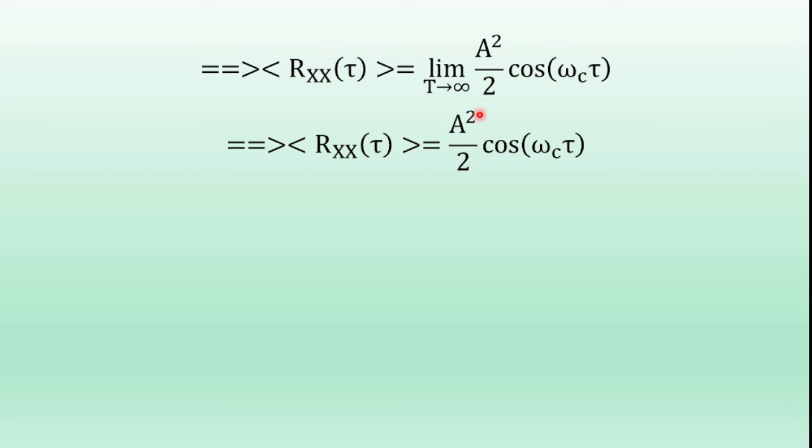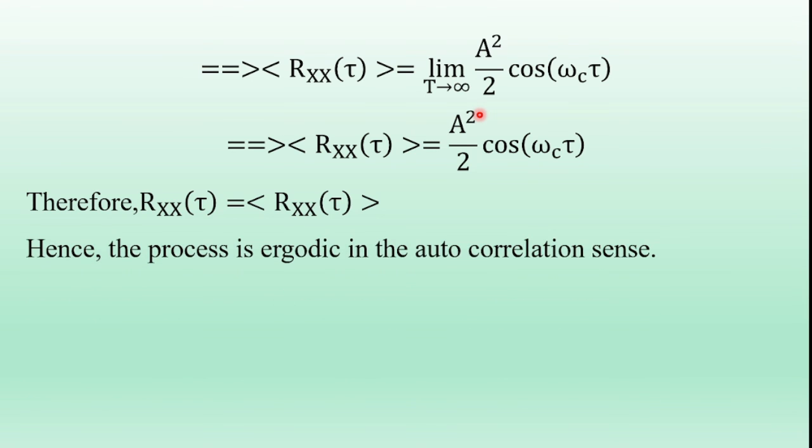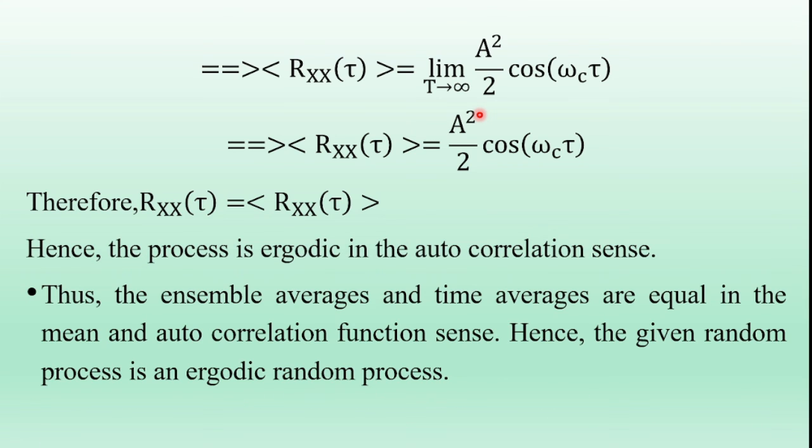So the statistical average autocorrelation function is A square by 2 cos of omega c tau, and the time averaging autocorrelation function we also got is A square by 2 cos of omega c tau. So both are the same. Therefore, the time average autocorrelation function is equal to the statistical average autocorrelation function. Hence the process is ergodic in the autocorrelation sense. Thus, the ensemble averages and the time averages are equal in the mean and the autocorrelation function sense. Hence, the given random process is an ergodic random process.